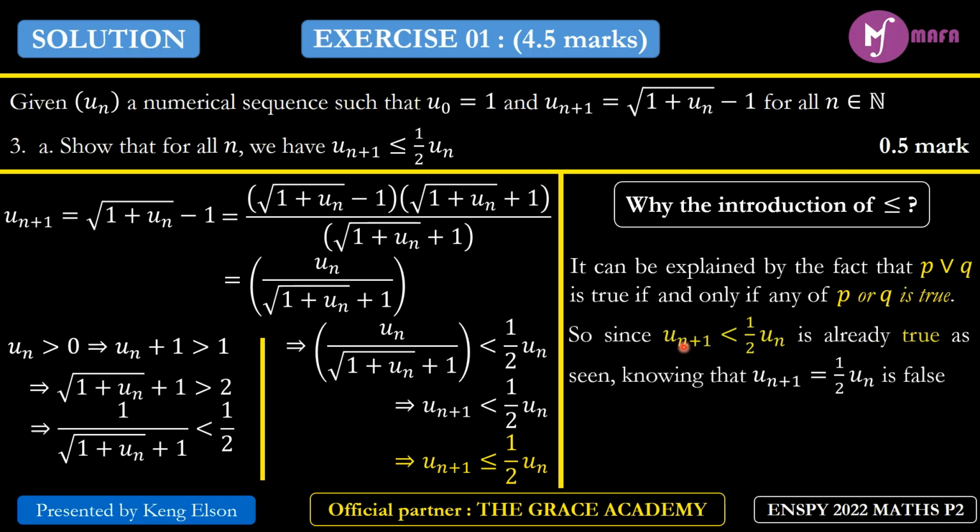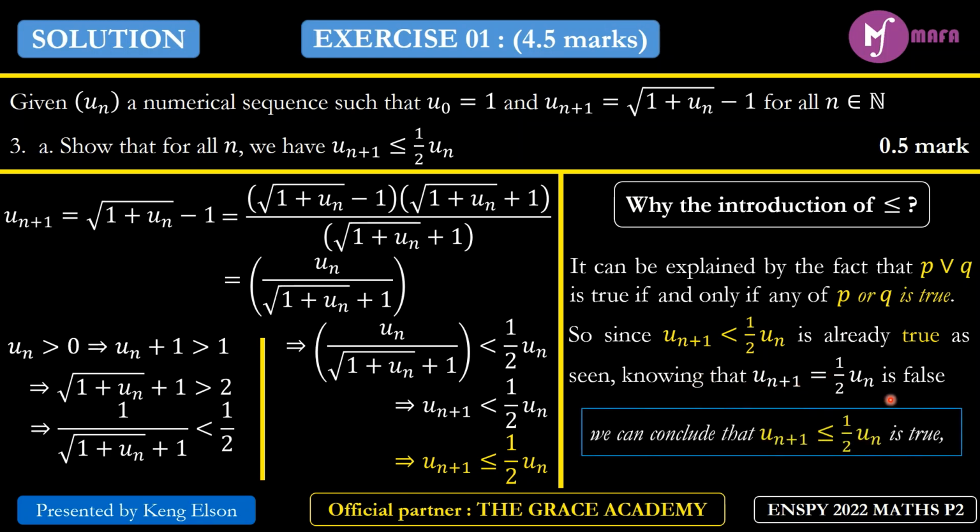Alright, so we have seen that u_{n+1} is less than or equal to half u_n. It's already true, right? Because that's what we have. But we know that u_{n+1} equal to half u_n is false. But it does not stop us from saying that u_{n+1} less than or equal to half u_n is true. It is true already because the less than part is true, but the equal to part is false. So the less than or equal to will be true because it is a disjunction. So we are proving that.